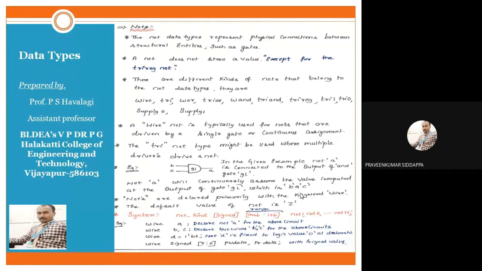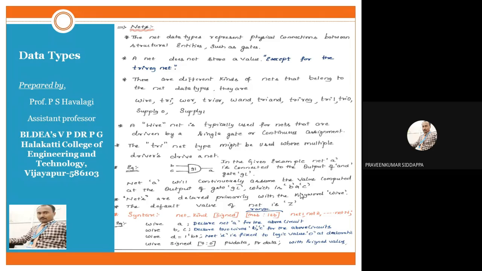Next, supply0, supply1, trireg, tri1, tri0. These are all net data types, and these are all keywords. A wire net is typically used for nets that are driven by a single gate or continuous assignment. The tri net type might be used where multiple drivers drive a net.